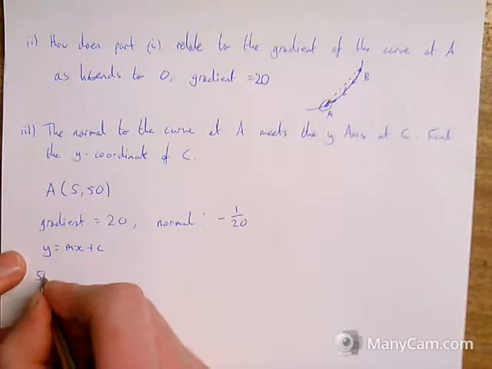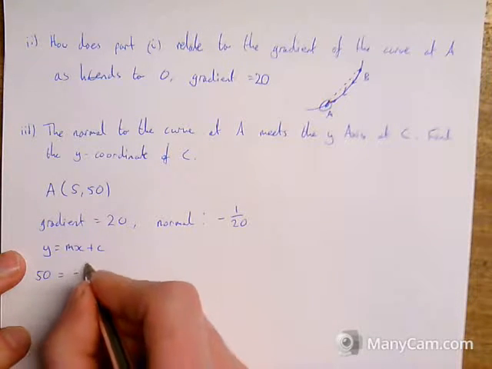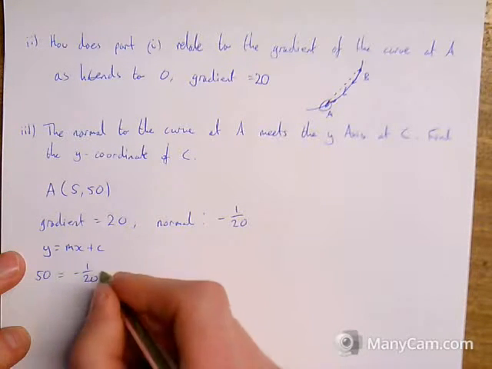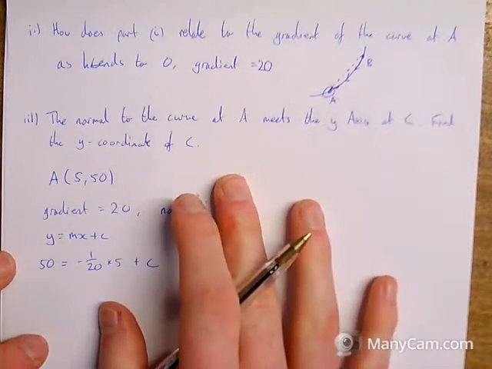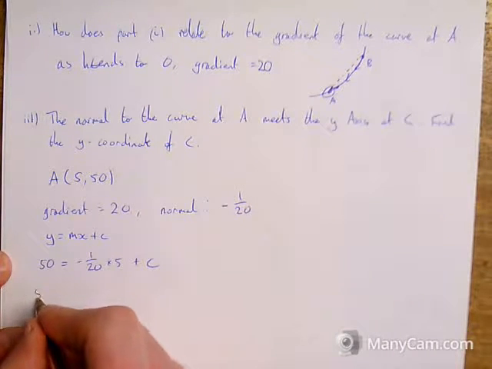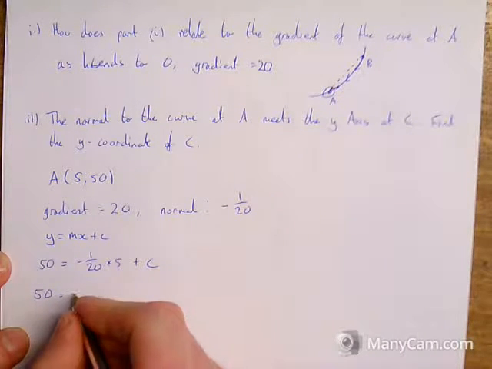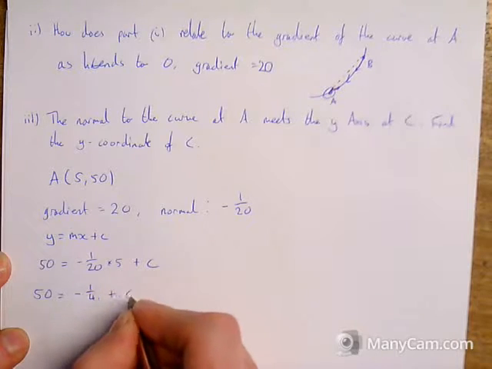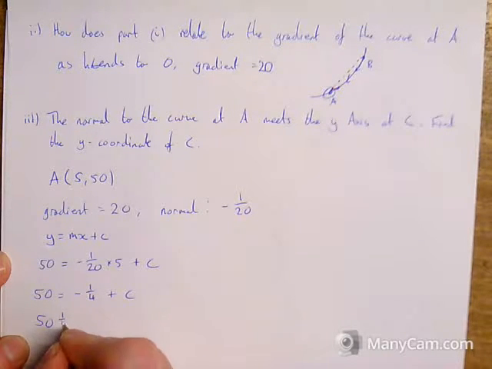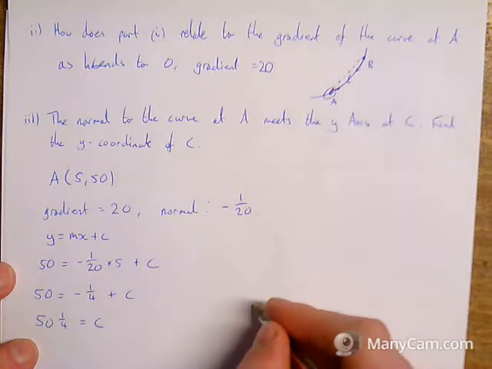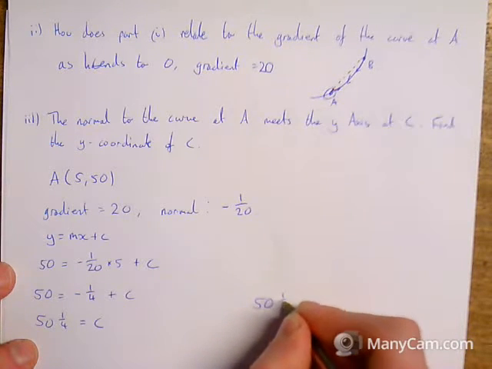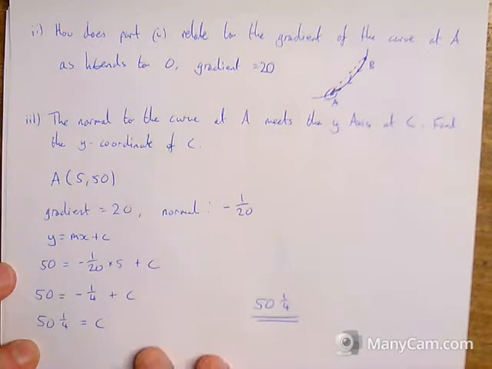So y is 50, the gradient is minus 1/20th, x is 5, and then plus c is what we're trying to find out. Going through to rearrange to find what c is, 50 equals minus 1/4 plus c, so 50 and 1/4 equals c. Because we know that c is going to be the y-intercept of that graph, we can just say that the y-coordinate of C is going to be 50 and 1/4, and that can be your final answer for 4 marks for that whole of question 8.